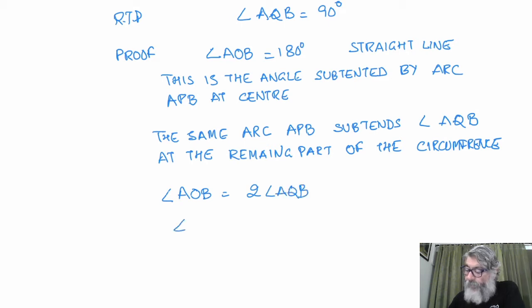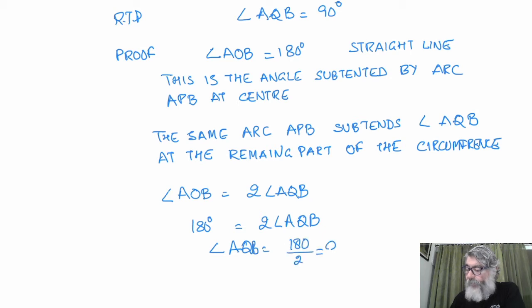This is 180 degrees. Sorry, this is 100 and... AOB is 180 degrees, which is double the angle AQB. So angle AQB will be 180 upon 2, that is 90 degrees. So angle in a semicircle is always a right angle, and this property we have used earlier.